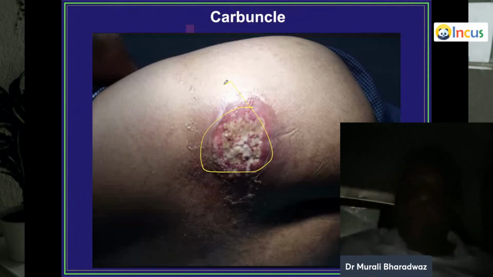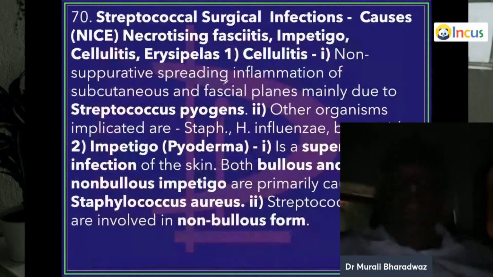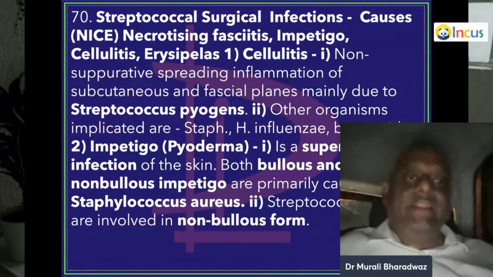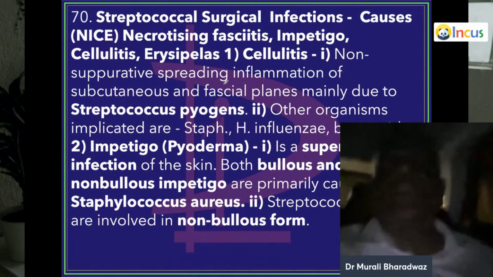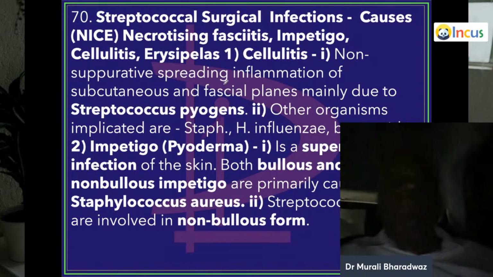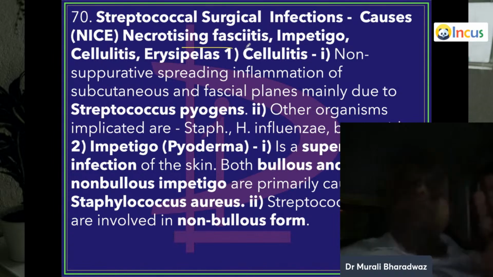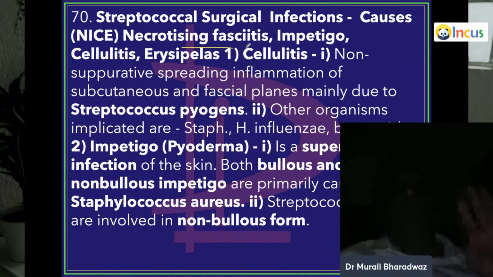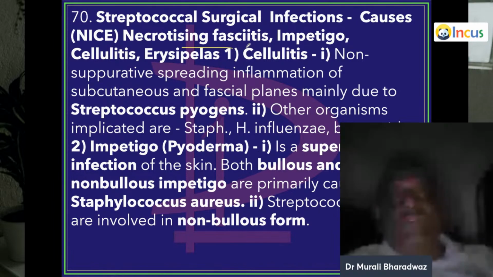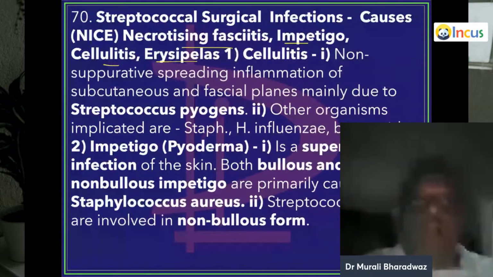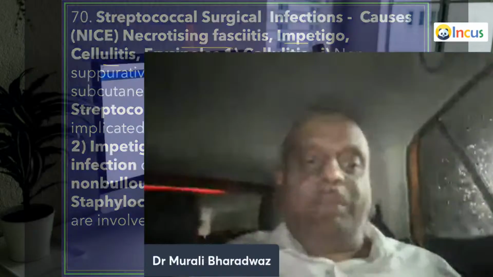Now if we talk about streptococcal surgical infections, you should know four important terms: necrotizing fasciitis, impetigo, cellulitis, and erysipelas. These four are classical examples of streptococcal infection, which is what you need to remember.